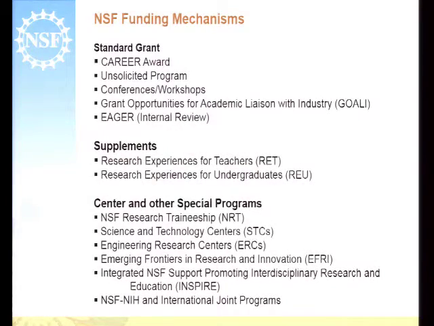Although some of the comments that I will be making would be more generally applicable. But additionally, let me just mention, we fund conferences and workshops, proposals, grant opportunities for academic liaison with industry, EAGER applications, also these supplements that we've been talking about, the RET and the REU supplements, and then NSF, of course, is interested in bigger proposals that relate to the development of centers and other special programs. These, for instance, would be the NRT and the ERC and the EFRI programs.